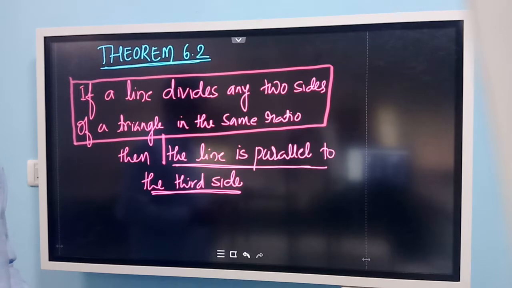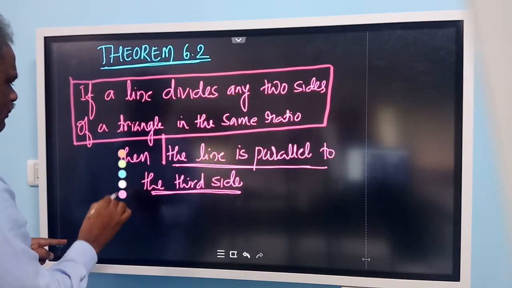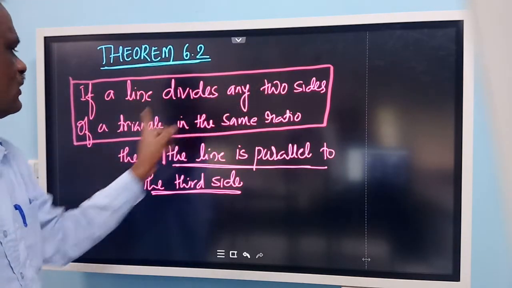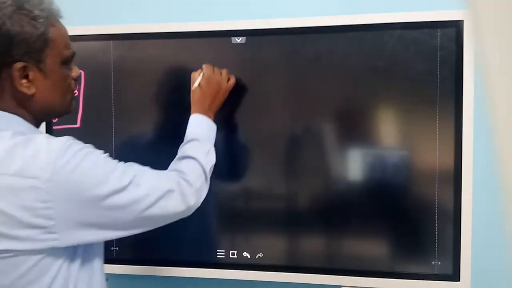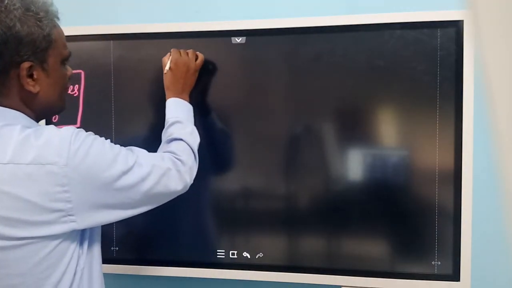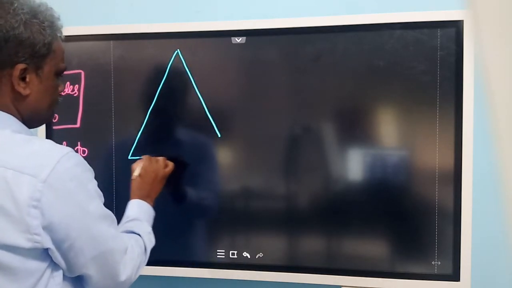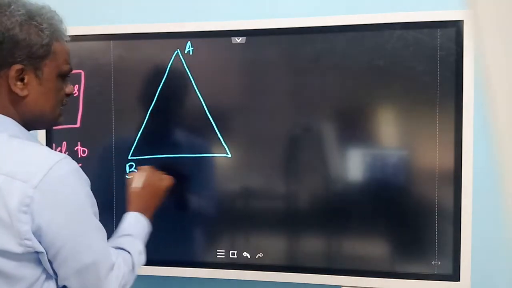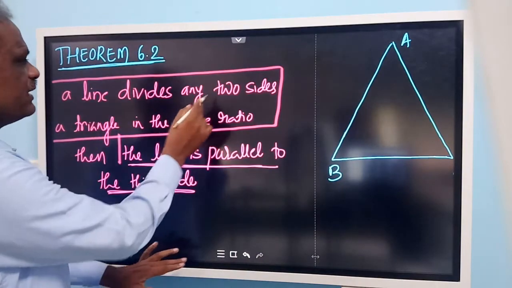Looking at this, you have to draw the diagram. So what diagram can you draw with reference to this statement? A line which is dividing two sides of a triangle in the same ratio. That means we will draw a triangle here. Triangle ABC.